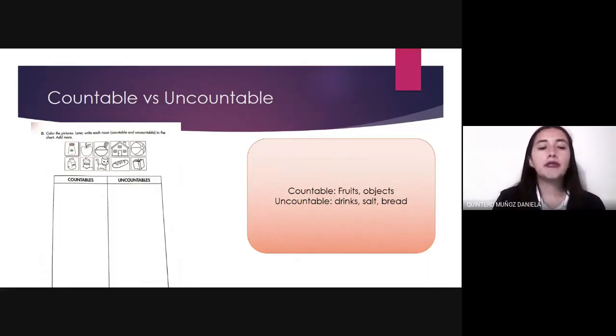Apples are countable. The rice is uncountable. You can't count the rice. House, countable, 1 house, 2 houses. Balls, countable, 1 ball, 2 balls, 3 balls. Milk is uncountable. Sugar is uncountable. Cats are countable. You can count the cats. 1 cat, 2 cats, 3 cats. And the bread, el pan, you can't count the bread. In English, you can't count the bread. El pan es incontable. And finally, books are countable. 1 book, 2 books, 3 books.